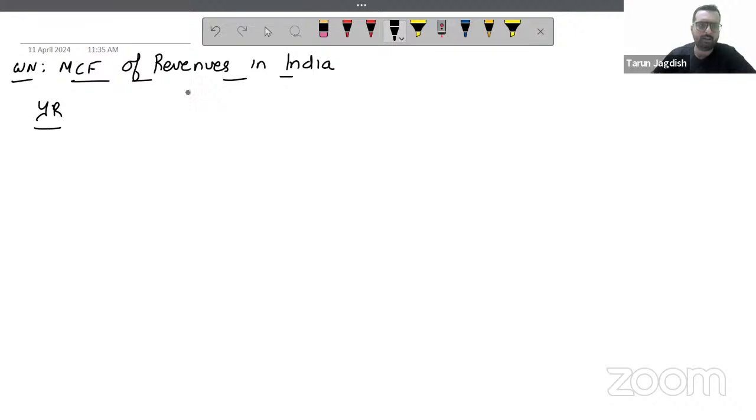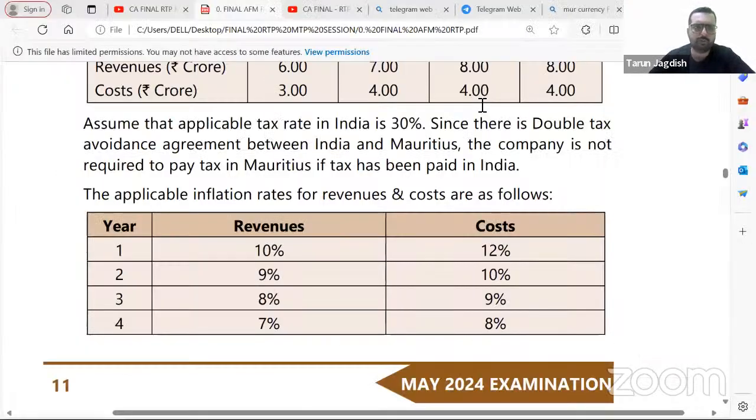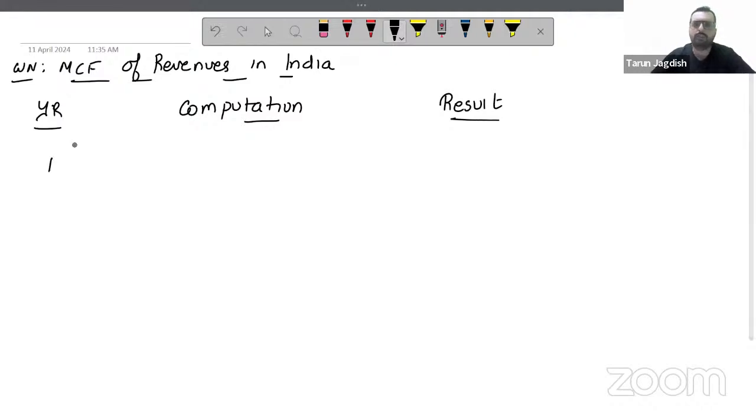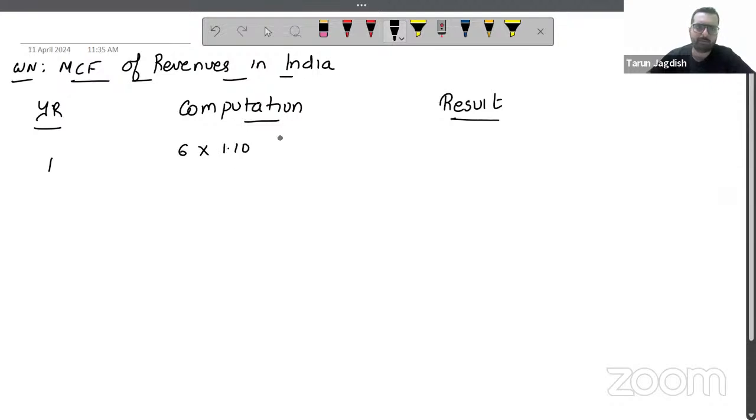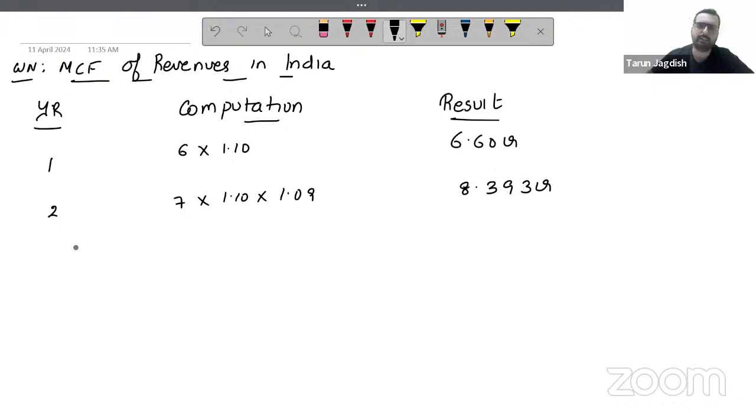I'll draw a table here. Computation, result. So here if you see year 1, what was the revenue that they have given over here? 6 crore. But the inflation is going to be 10%. So do I get the answer as 6.60 crore? Year 2, revenue is 7 crore. Inflation for the first year is 10%, second year is 9%. So when you do like this, you'll get the answer as 8.393 crore.